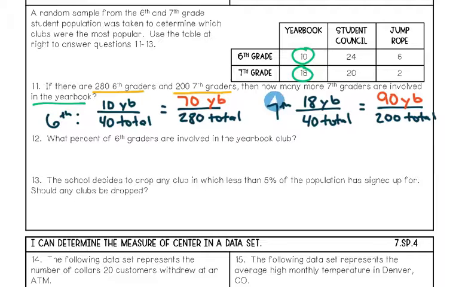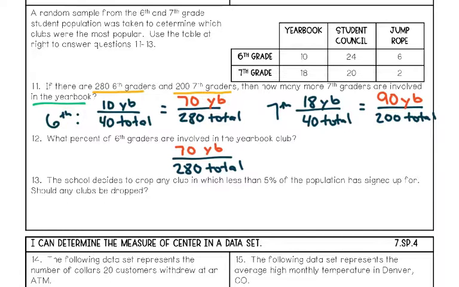Now the question asks me how many more seventh graders are involved than sixth graders. That's a question about difference, which is a question about subtraction. So 90 minus 70 is 20, which means that there are 20 more seventh graders involved in the yearbook than sixth graders. Question 12 says, what percent of sixth graders are involved in the yearbook?